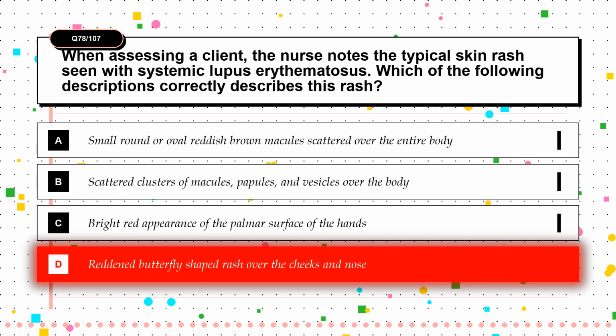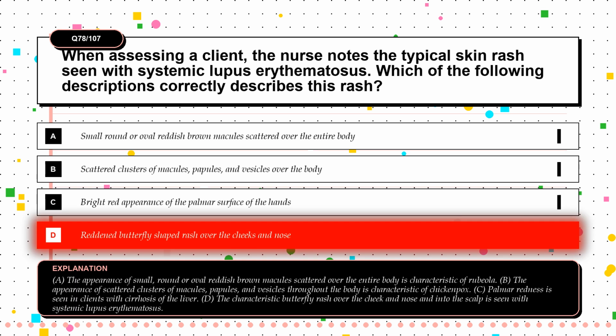The correct answer is option D. Red and butterfly-shaped rash over the cheeks and nose. The appearance of small, round, or oval reddish-brown macules scattered over the entire body is characteristic of rubeola. B. The appearance of scattered clusters of macules, papules, and vesicles throughout the body is characteristic of chickenpox. C. Palmar redness is seen in clients with cirrhosis of the liver. D. The characteristic butterfly rash over the cheek and nose and into the scalp is seen with systemic lupus erythematosus.